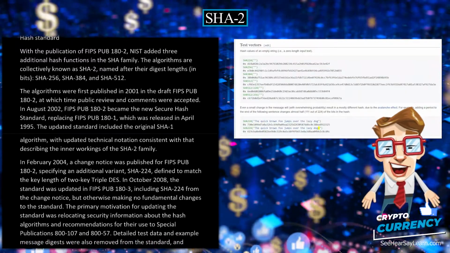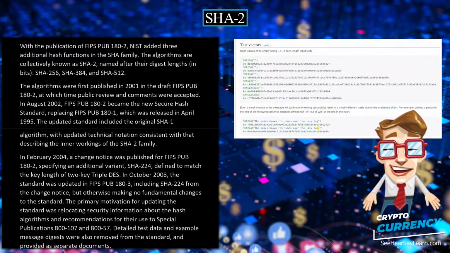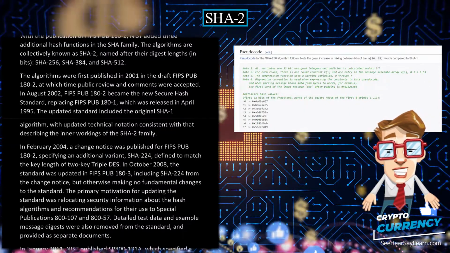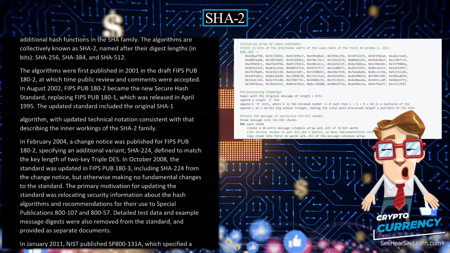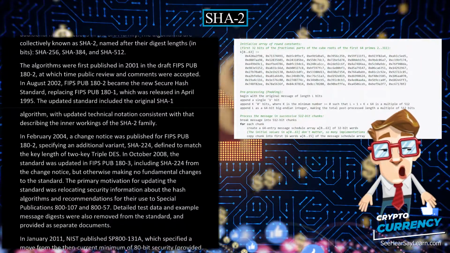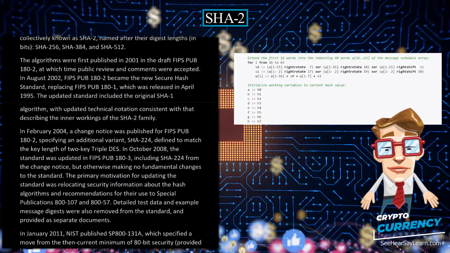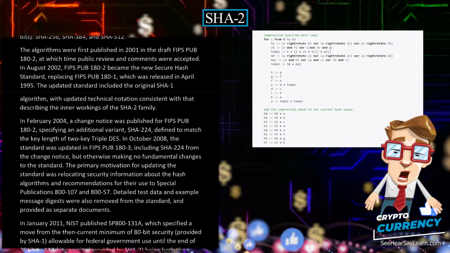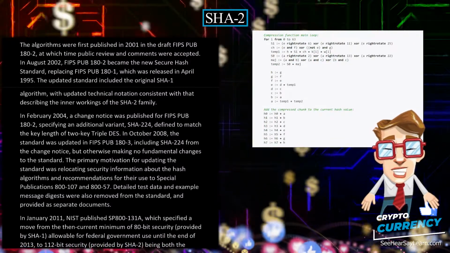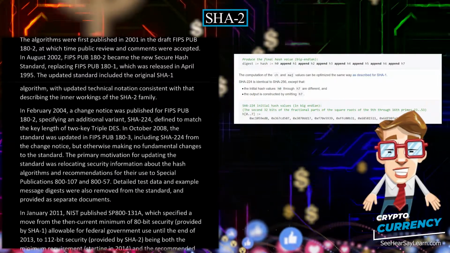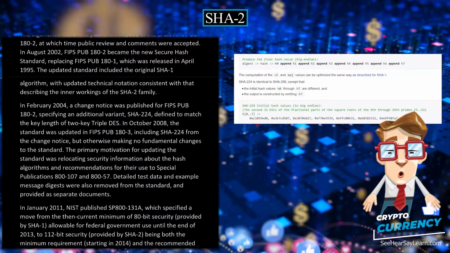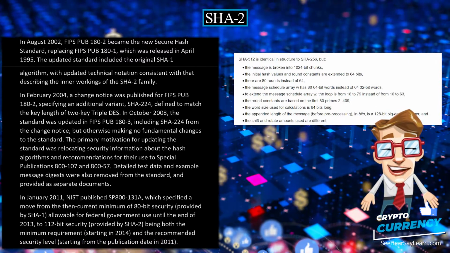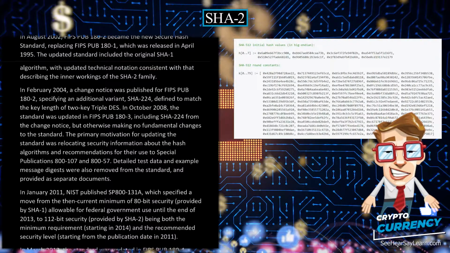Hash standard. With the publication of FIPS Pub 180-2, NIST added 3 additional hash functions in the SHA family. The algorithms are collectively known as SHA-2, named after their digest lengths, in bits: SHA-256, SHA-384, and SHA-512. The algorithms were first published in 2001 in the draft FIPS Pub 180-2, at which time public review and comments were accepted. In August 2002, FIPS Pub 180-2 became the new secure hash standard, replacing FIPS Pub 180-1, which was released in April 1995.